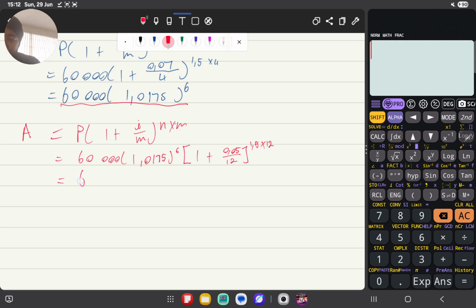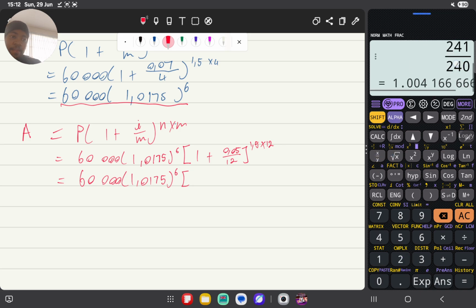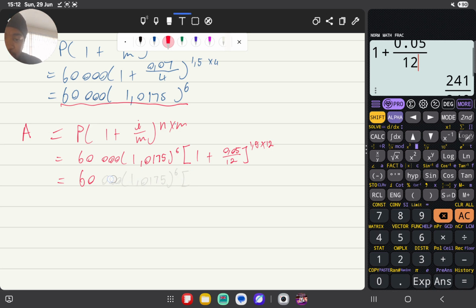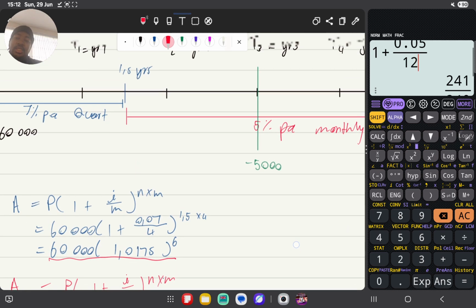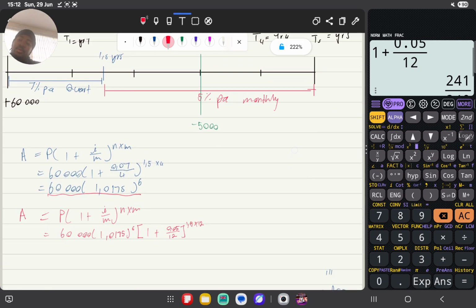Cool. Maybe I would say 60, 1.015 to the power of 6. 1 plus 0.05, 12. Such a long number. Wow. Okay, now let me pause right here. So at the end of T3, before the withdrawal, this is how much money we have.